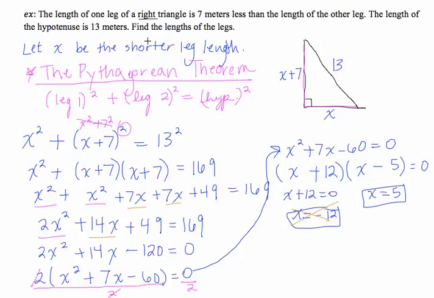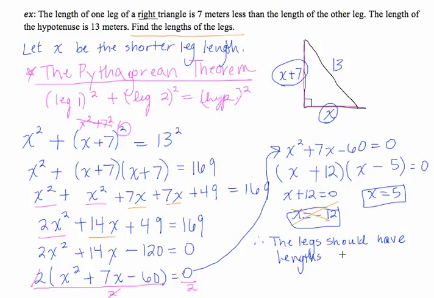Now the question says find the lengths of the legs. So this means one of the legs, or the shorter leg, has length 5, and then the other leg is 7 more than that. So therefore the lengths of the legs are 5, always include your units. Here we're in meters, so 5 m and 12 meters.